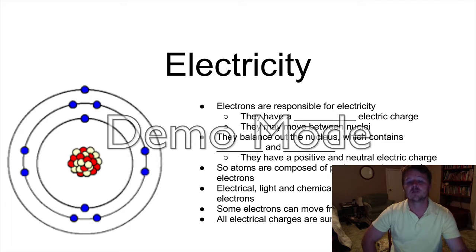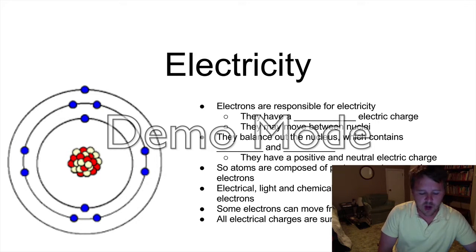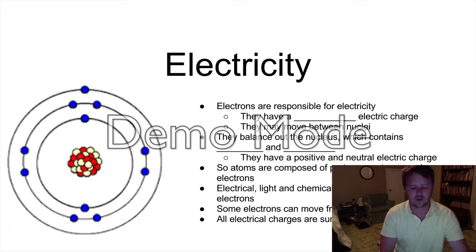Electrical, light, and chemical phenomena involve electrons. If you want to try to guess what nuclear reactions are, they involve the nucleus. So we're not gonna have any nuclear reactions in your laboratory, unfortunately. But if you want to know what a nuclear power plant looks like, you can look at the power plant in Rockport. That one was modeled after a nuclear power plant. So it looks just like one, although it's a coal power plant.